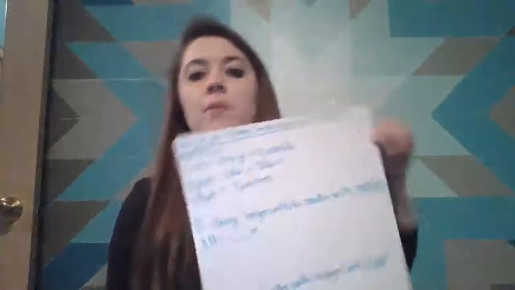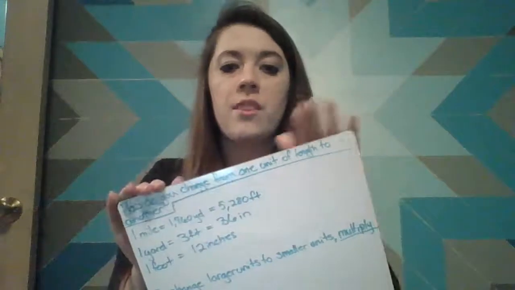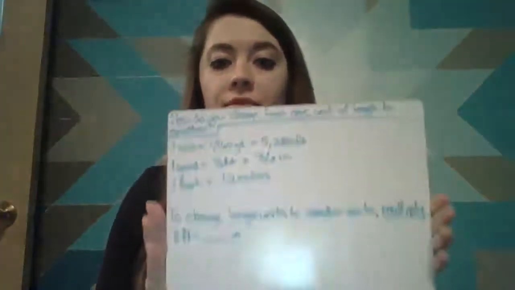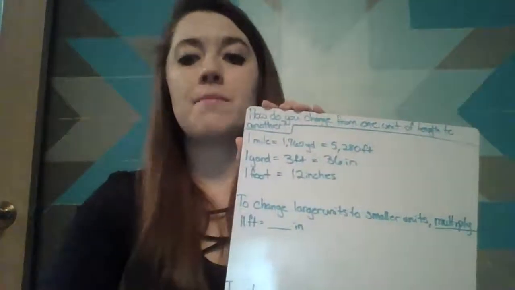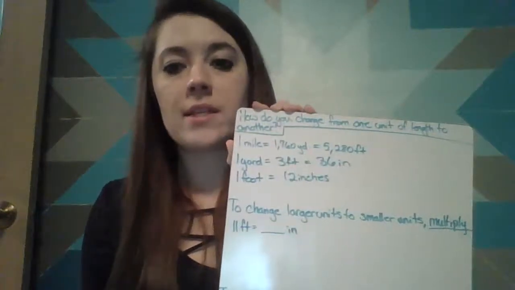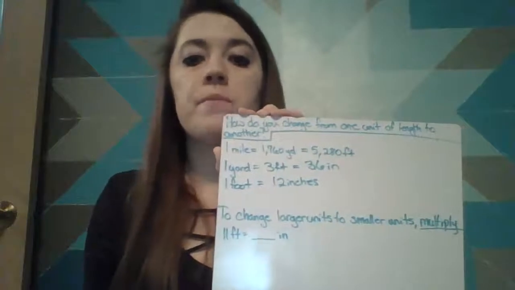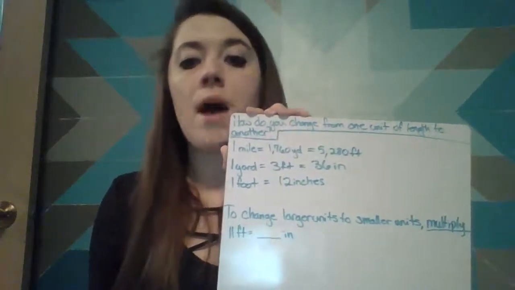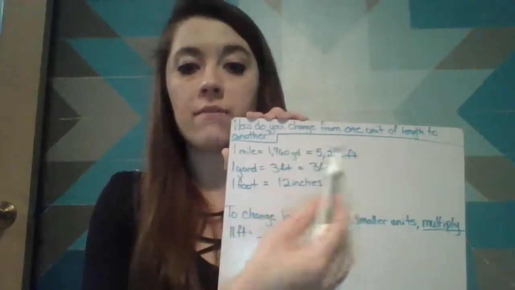So what we are looking at this week is dealing with units of measure. The first thing we're looking at is customary units of measure. Here in the United States, we have what's known as customary units of measure. In this case, we're looking at how to change from one unit of length to another. So 1 mile equals 1,760 yards. 1 mile also equals 5,280 feet. So 2 different conversions there.